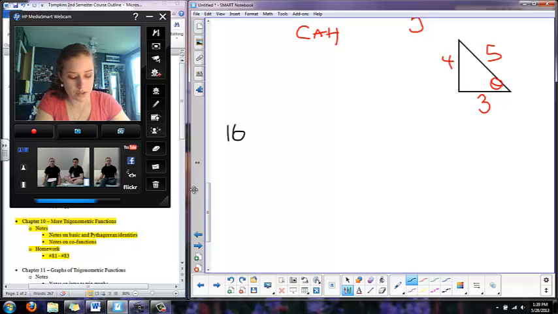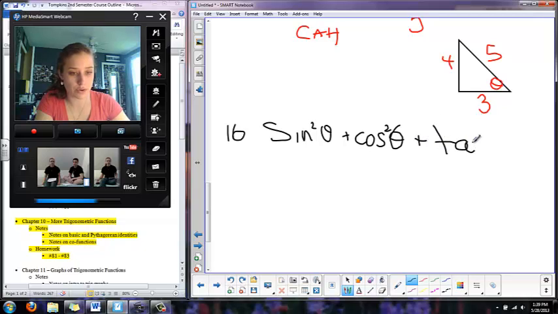Sine squared theta plus cosine squared theta plus tangent squared theta. Hopefully you're getting pretty comfortable with these at this point. I just really want to make sure that you know what you're doing before you take that test. You did very well on the last test. I just really want to keep up this streak that you have going.